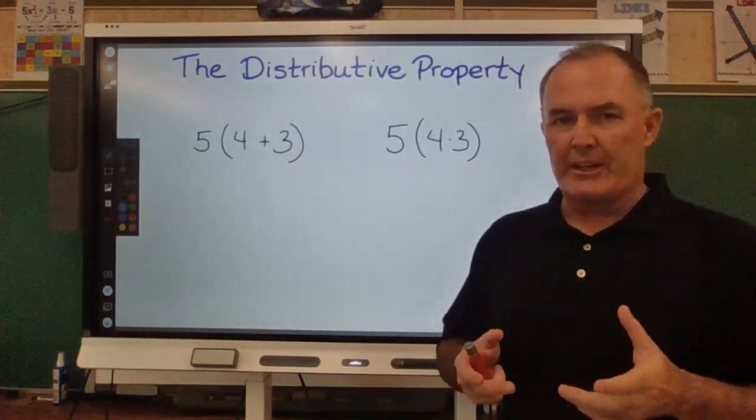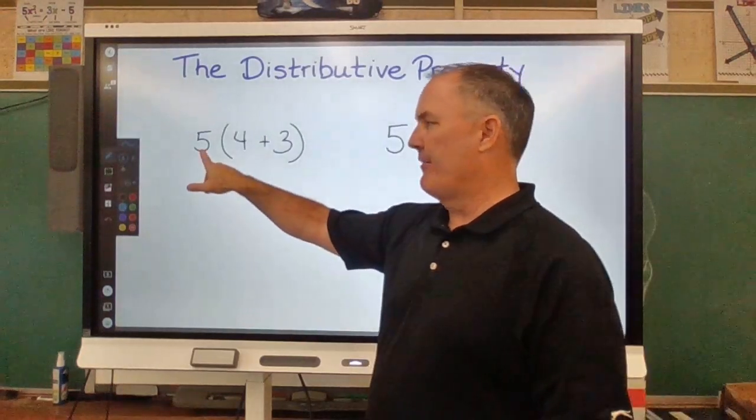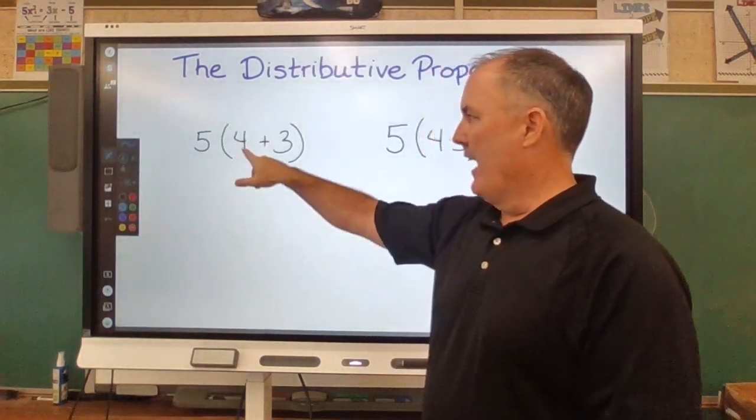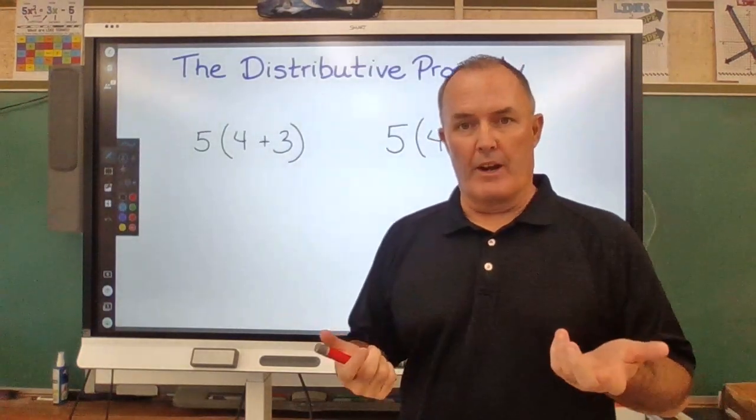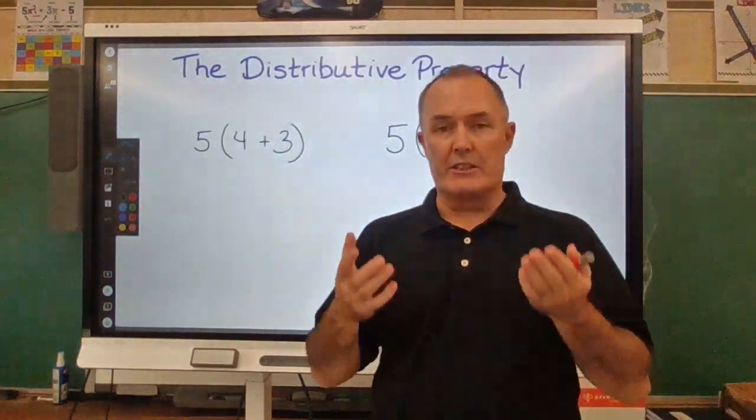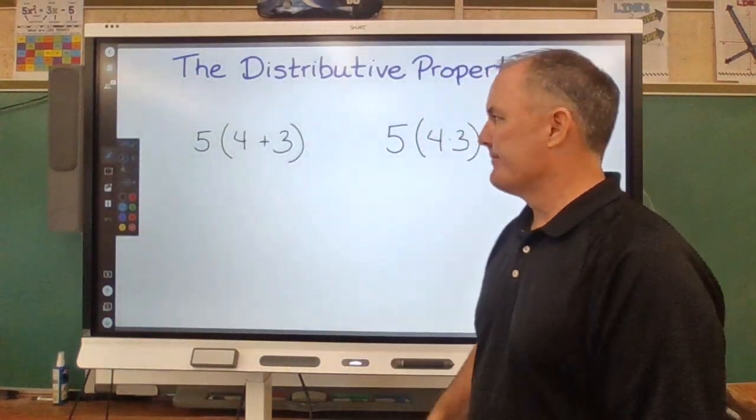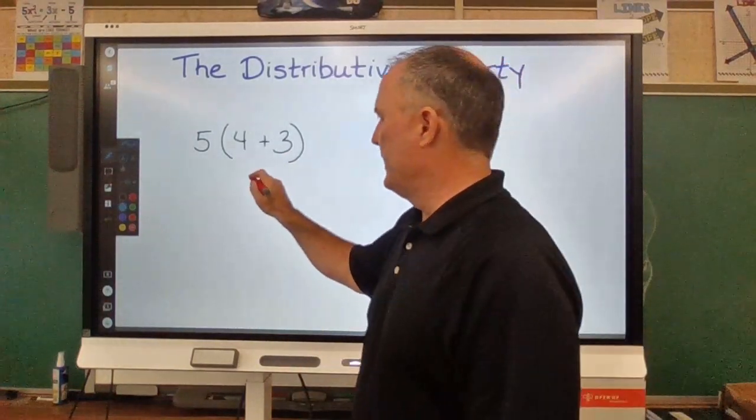The distributive property is when you have a number or a value outside of the parentheses. Like right here, I have a 5 outside the parentheses and a 4 plus 3 on the inside. All right. Now, normally, if you follow the order of operations, you can easily solve this. You always start off with trying to solve what's on the inside of the parentheses. So what's on the inside of the parentheses? 4 plus 3 becomes 7.